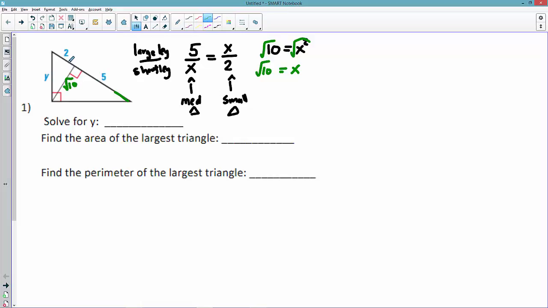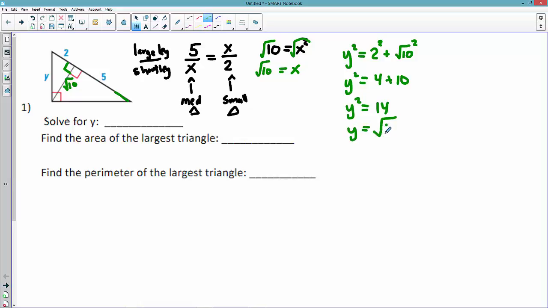And if you want to find y, this is a right triangle, so we're going to use c squared, that's the hypotenuse, equals a squared, we'll do small side, plus b squared. Now, this one you should know already, and we could have saved ourselves a step. The square root of 10 squared is just 10. So y squared equals 4 plus 10, y squared equals 14, y equals the square root of 14. Square root of 14 actually does not simplify, so that's what we're going to leave as our final answer.